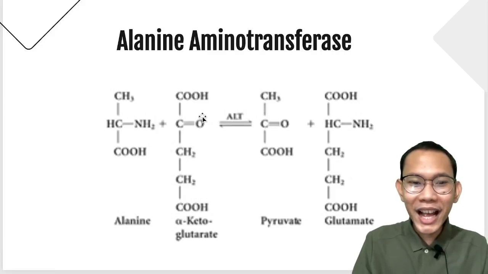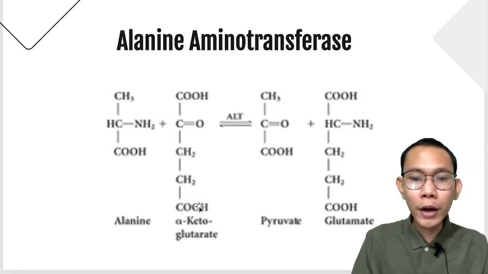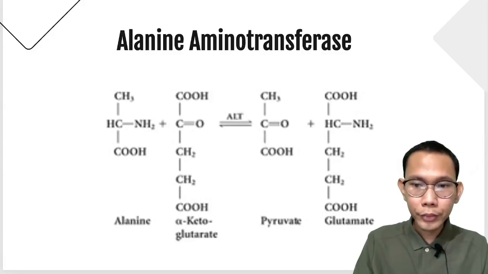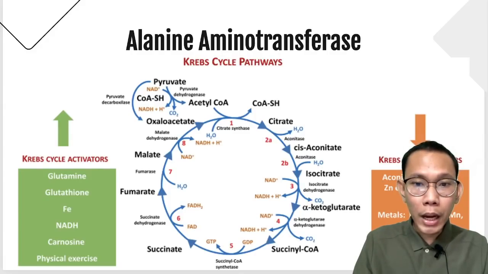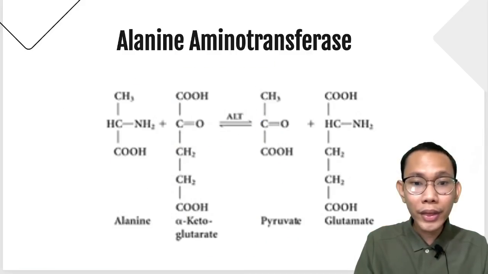So, ito yung ating reaction. Ano yung reaction natin? Transfer of your amino group by ALT between your alanine and your alpha keto acid, or alpha ketoglutarate, to form now your glutamate and your pyruvate. Of course, our pyruvate is very essential, also part of our Krebs cycle, di ba? We all know your pyruvate will be converted into your acetyl CoA. So, other sources for the pyruvate is through this reaction.